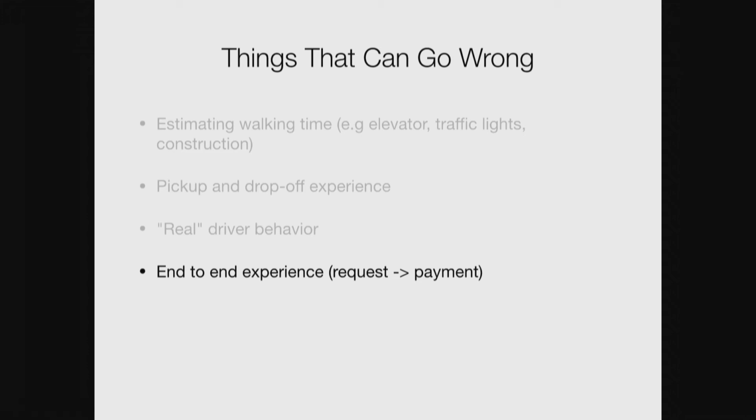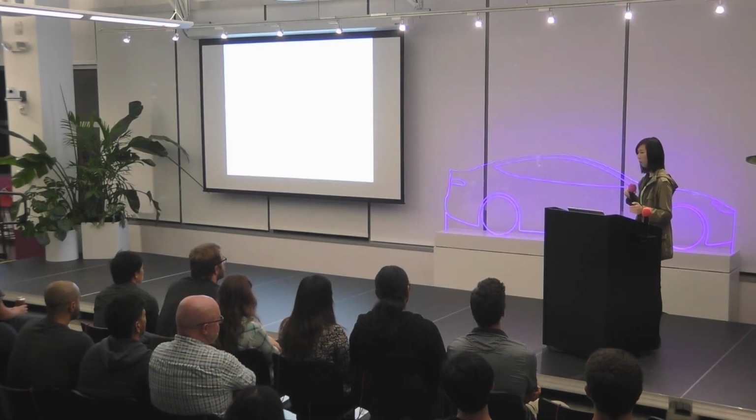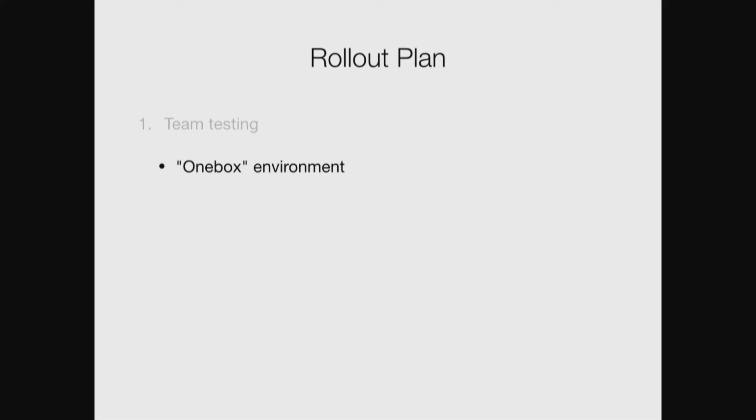And so with our rollout, we had a pretty deep detailed plan of how we were going to do that. So first, we started off with team testing. Of course, we test it in what we call a one-box environment. So a one-box is something that we use where it's like a simulated Lyft environment where we control all the passengers and all the drivers. So we can be a fake passenger that requests a ride, and we have a fake driver coming to pick you up using fake GPS data.